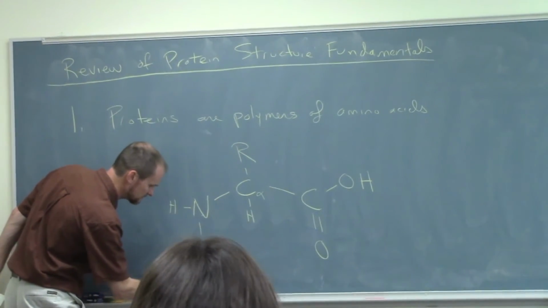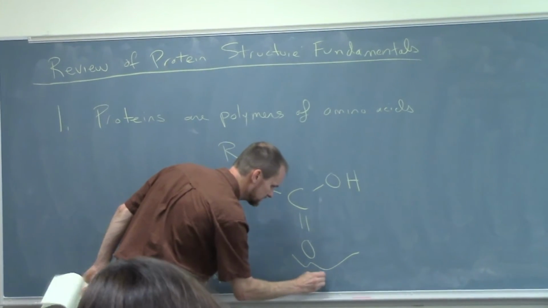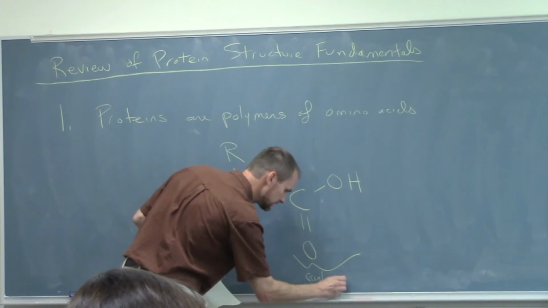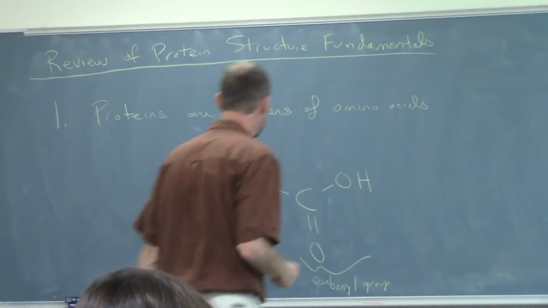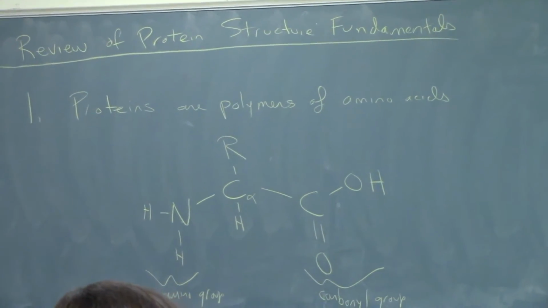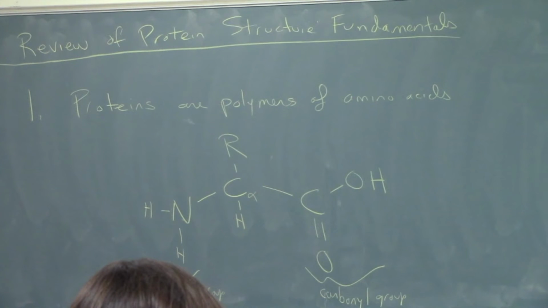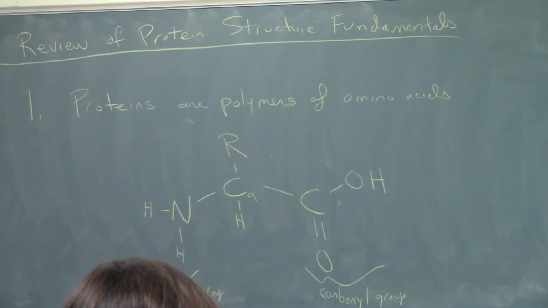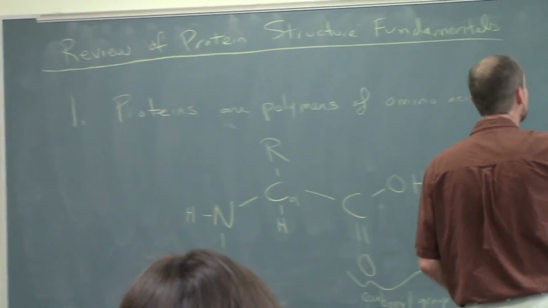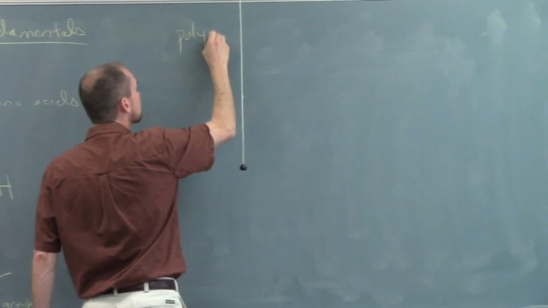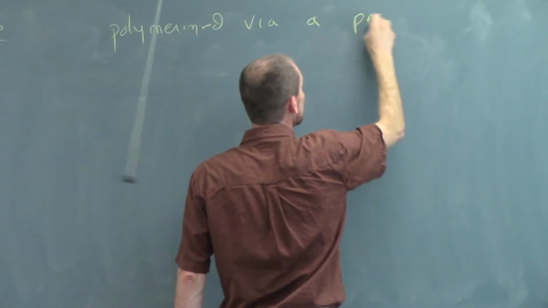This is our amino group. This is our carbonyl group. And it's fairly simple, but it's what gives rise to our interesting chemistry, because we have both the nitrogen and the amino function, and we also have the acid function of the carbonyl. And then we have that R group that allows us to get a lot of chemical complexity. Okay, so it's polymerized via a peptide bond.